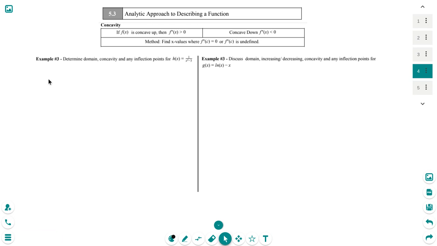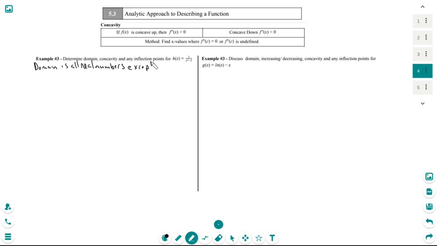So when is x squared minus 3 equal to 0? That would be at plus or minus root 3. So the domain is all real numbers, but we do need to exclude those undefined values. So except x equals plus or minus square root of 3. All right, so there's our domain.